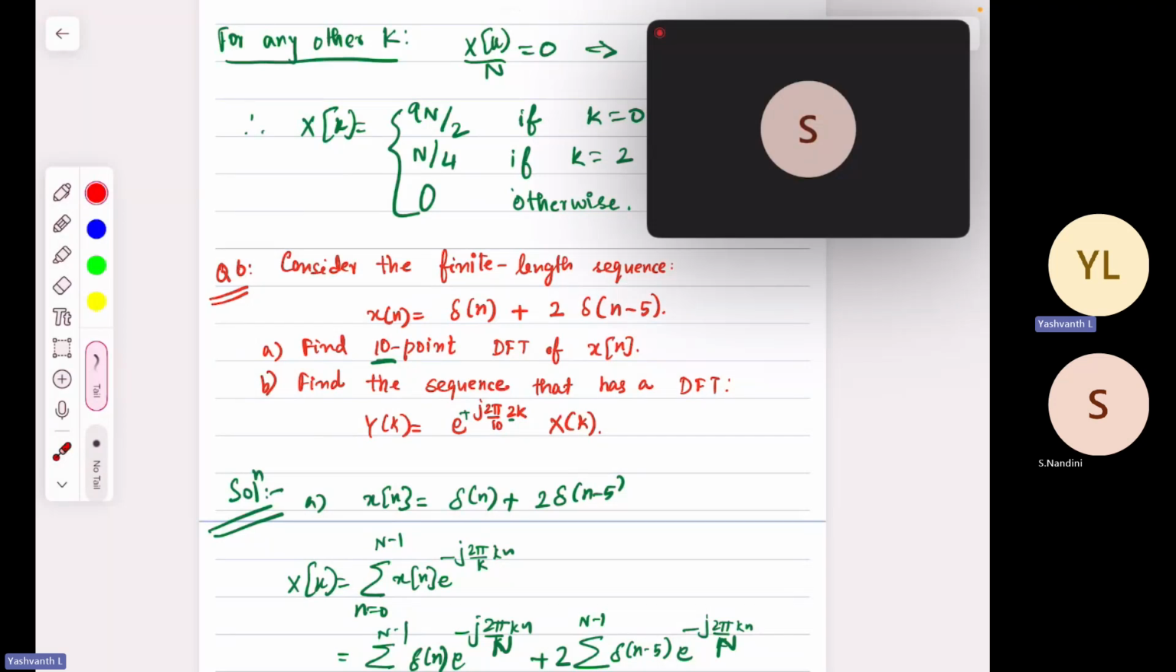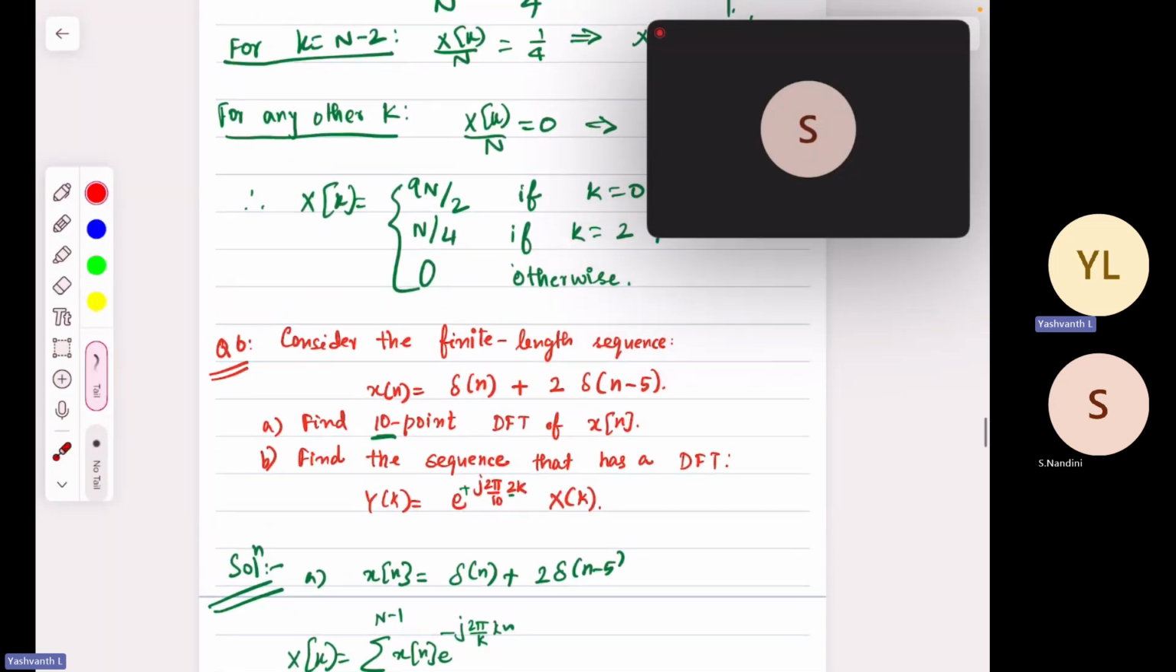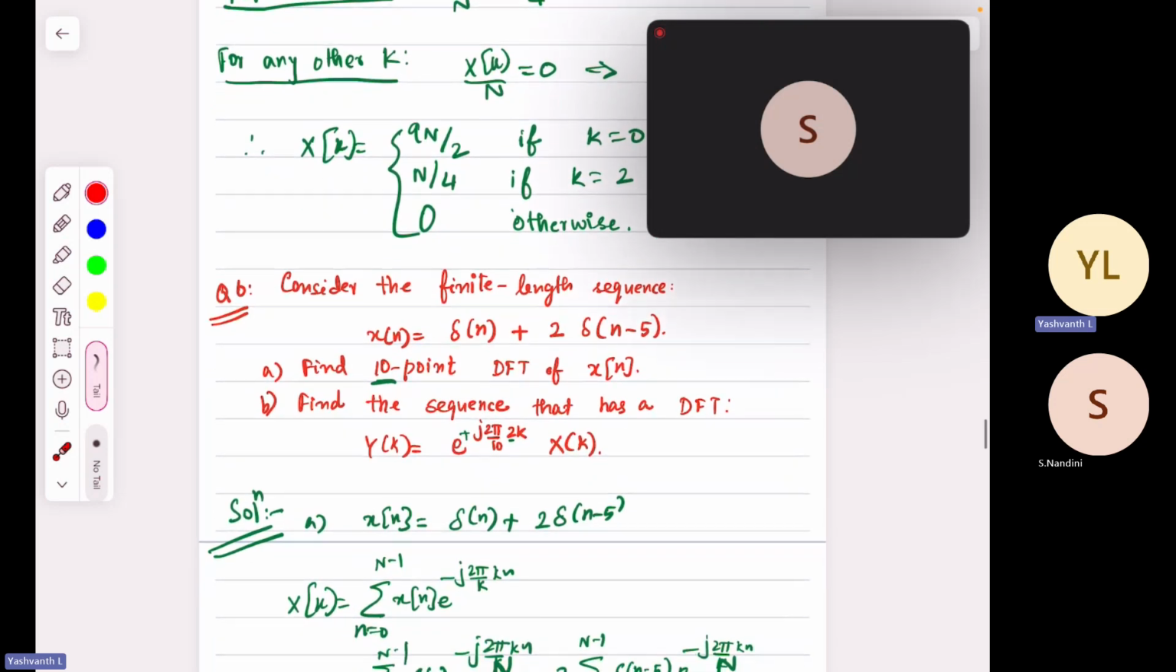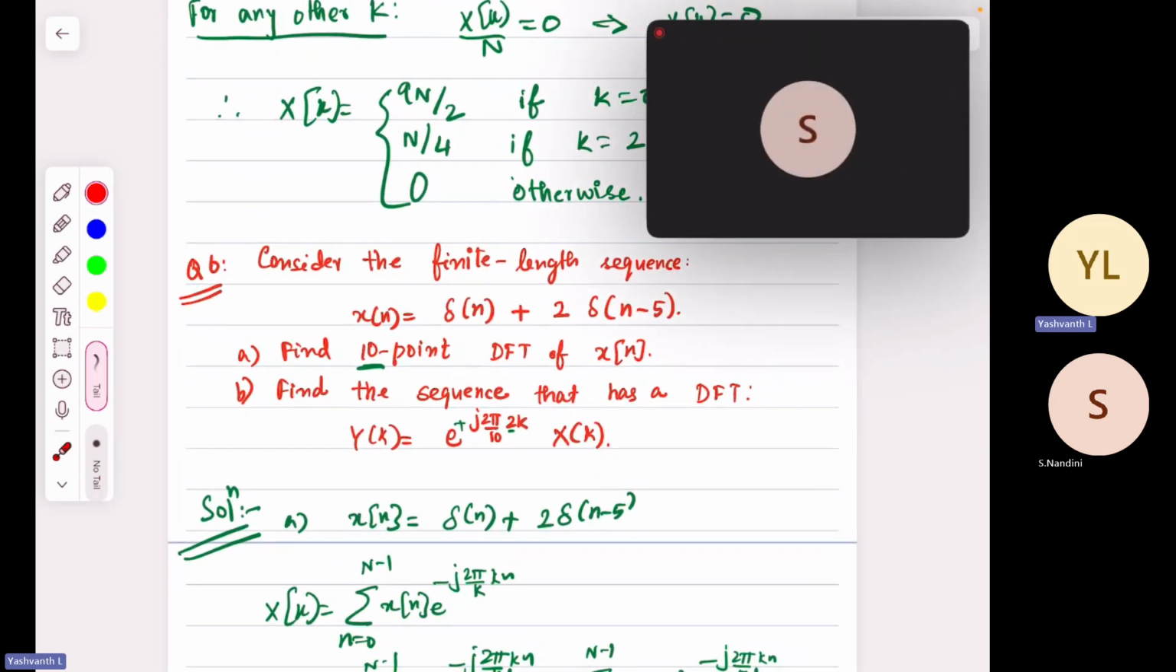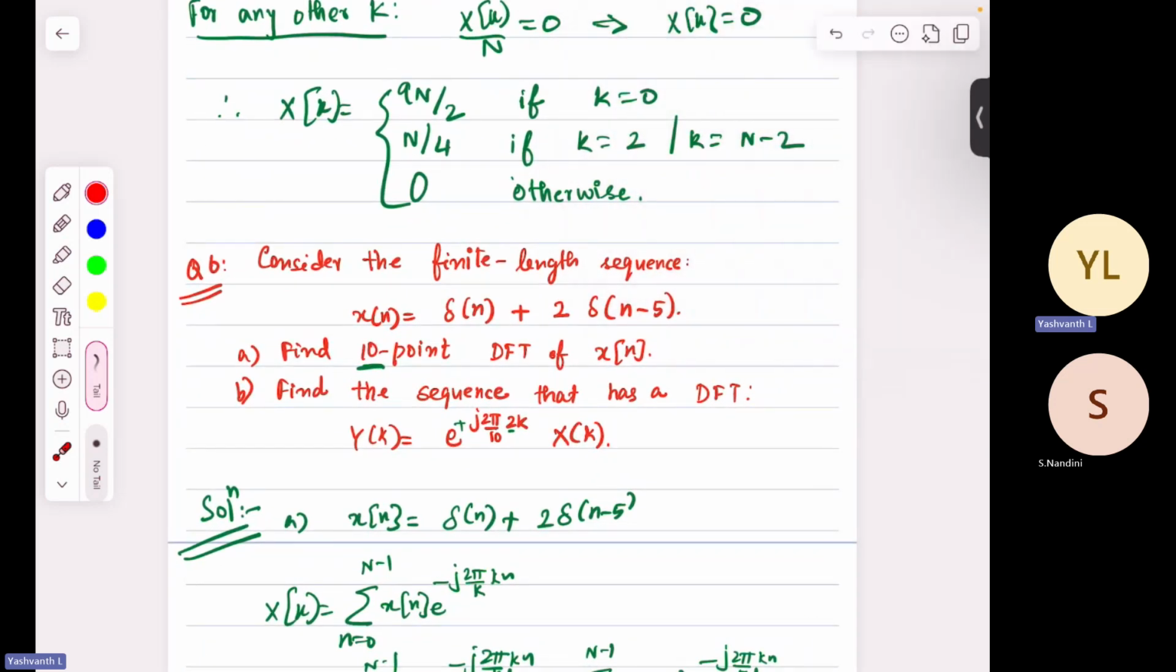Let's continue with the next question. You're given a finite sequence x of n, which is given as delta of n plus 2 into delta of n minus 5. This is your discrete time domain signal. The question is to find the 10-point DFT of x of n. That is the first question.